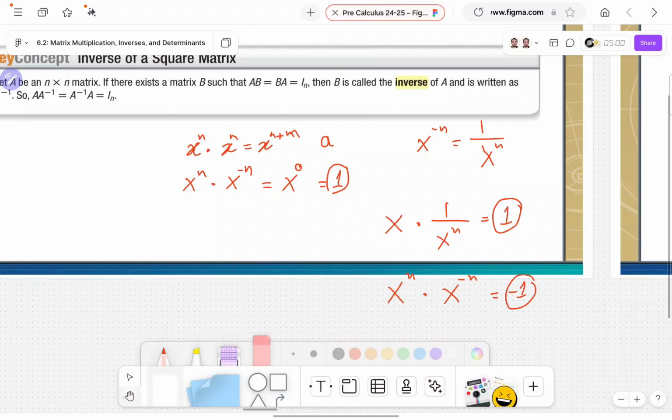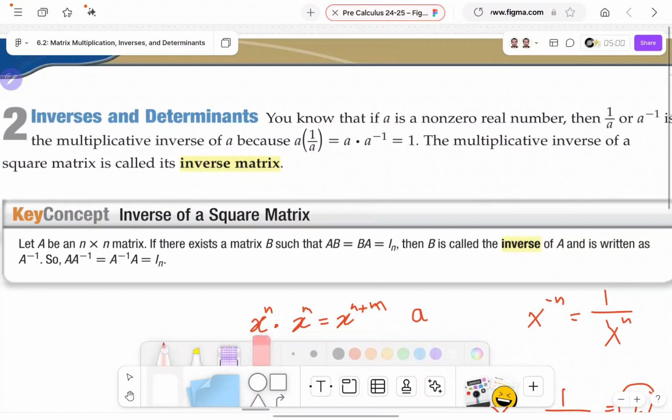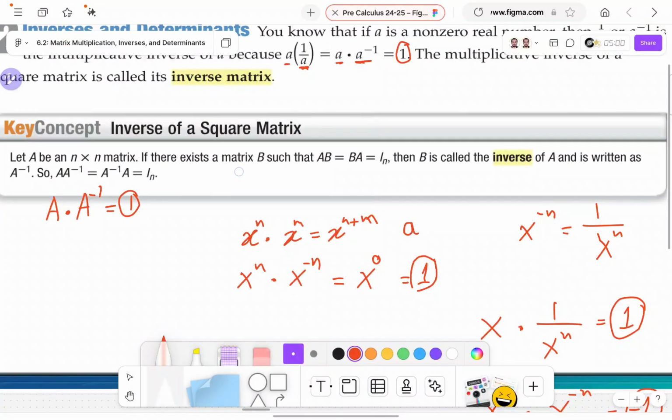The same idea that we did here works with the inverses. As you can see here, a times 1 over a is similar to a times a to the power of negative 1, which is equal to 1. So for the inverse of a matrix, matrix A times the inverse of matrix A is equal to what? Equal to 1. But because a matrix has a dimension, it could be 2 by 2, 3 by 3, 2 by 3, or whatever, or 3 by 2.